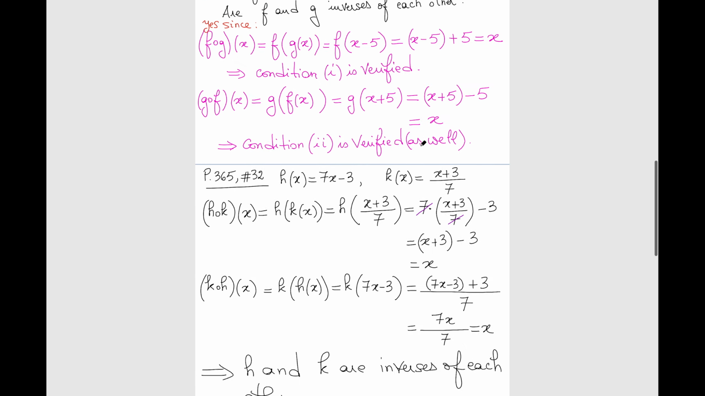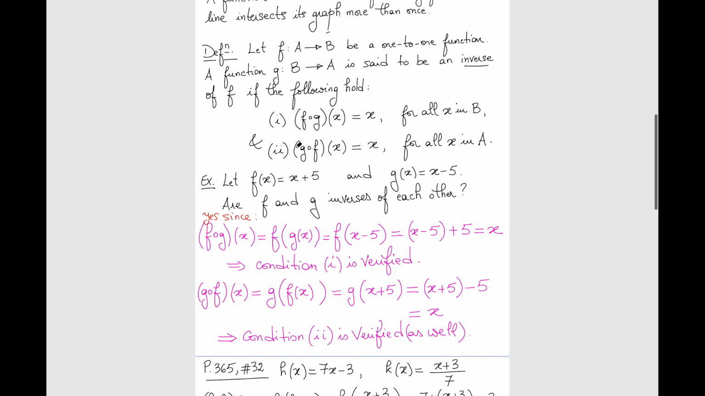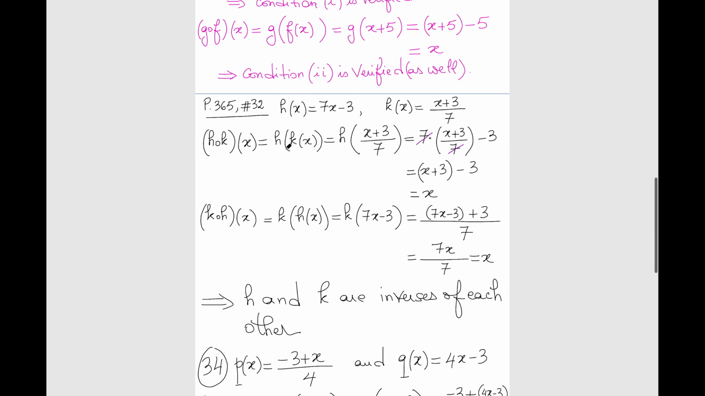We don't even need to check the second condition, because even if the second condition holds, I need both of them to hold. You see the end? I need both of them to hold. If one fails, we're done. We don't even need to check the other one.